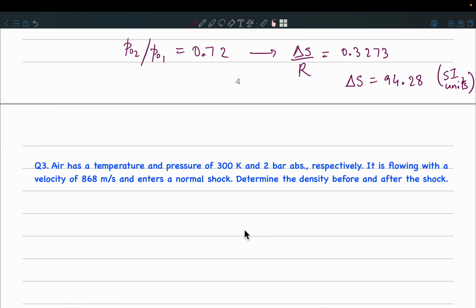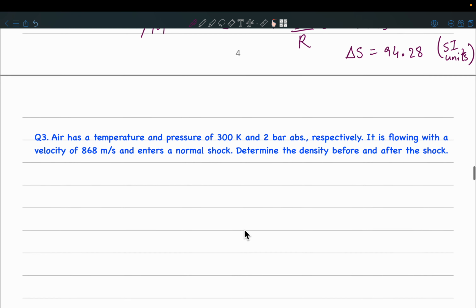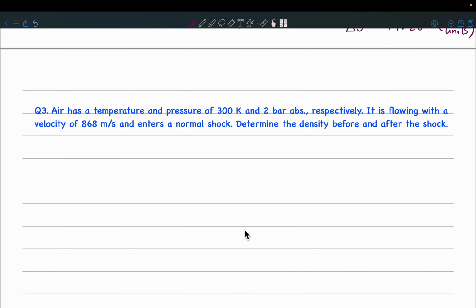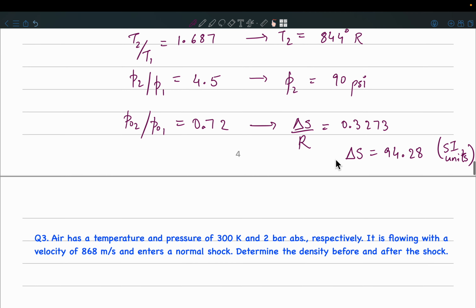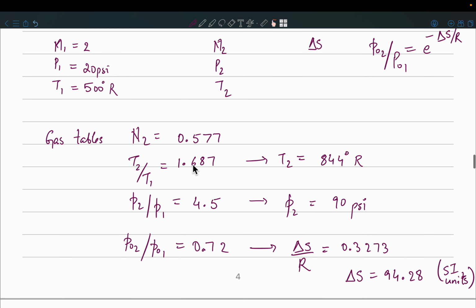Okay, so these were simple questions. Let's do another one. Once you have the gas tables, it's very easy, right? I'll just reiterate what we have already seen, that as the strength of the shock increases, the losses will also increase. This is very important. So this delta S we calculated right now was for Mach number 2. If you do the same exercise and maybe start with M1 equal to 5 or something, then delta S will be much more than this.